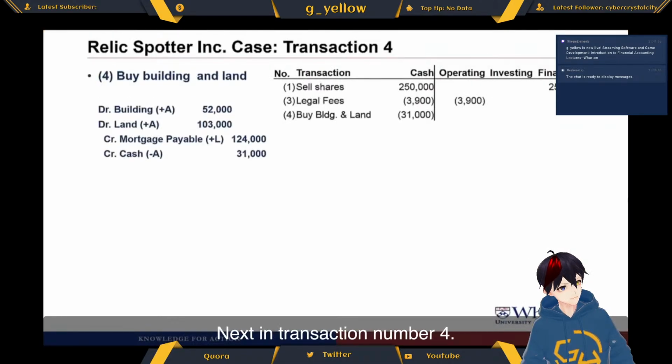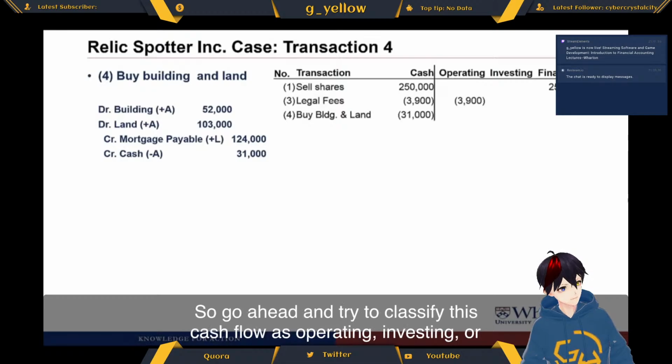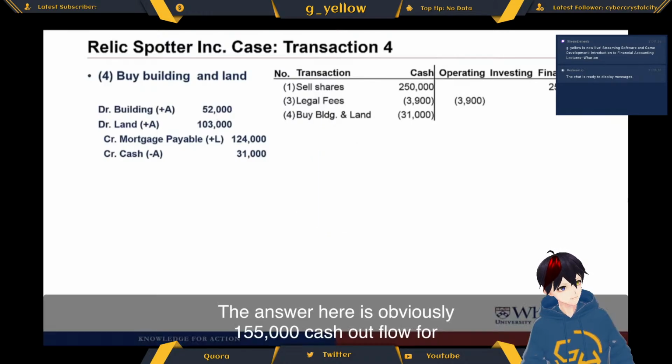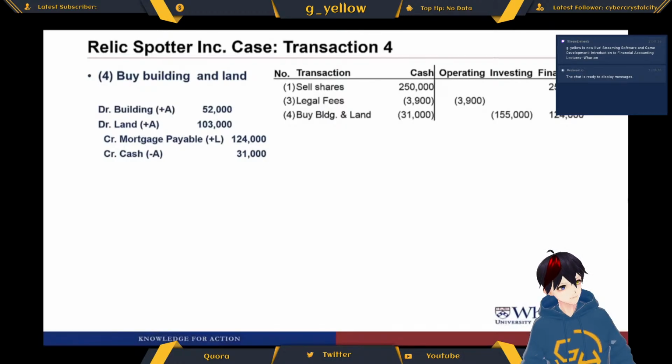Next, in transaction number 4, Relic Spotter bought land and building with a mortgage and $31,000 of cash. So go ahead and try to classify this cash flow as operating, investing, or financing. That's investing. The answer here is obviously $155,000 cash outflow for investing and $124,000 cash inflow for financing.